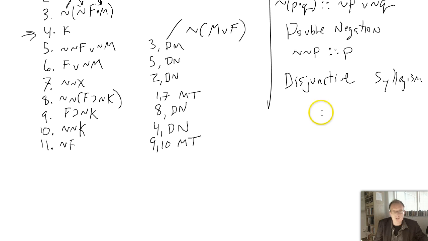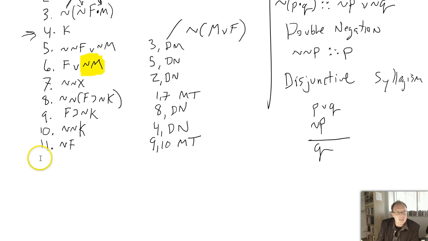Right? The disjunctive syllogism says that if you have P or Q as one premise and you have not P as another premise, you can conclude Q, right? So we're going to do that right here, because it looks like we have that. I have an F or a not M. I don't have F, which means I must actually have this not M right here. So line 12 is going to be not M, lines 6 and 11, disjunctive syllogism.